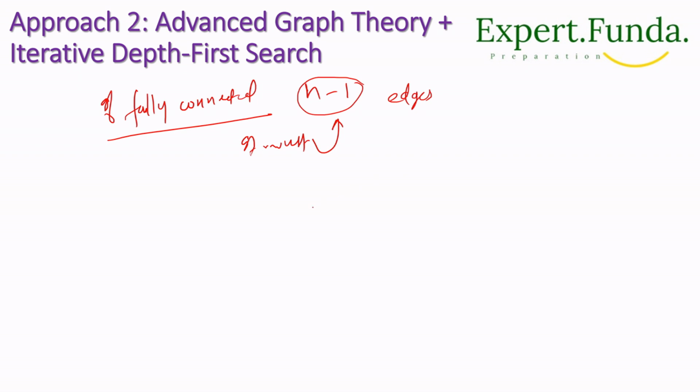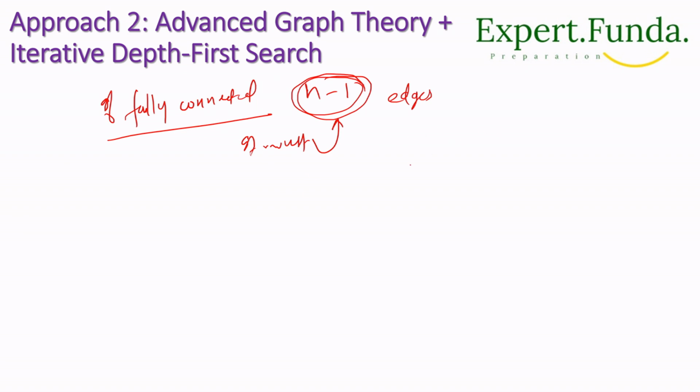Now think about any more than that, and it contains a cycle, right? Additionally, we can say that if the graph is fully connected and contains exactly n minus 1 edges, then it can't possibly contain a cycle, and it must be a tree, right?